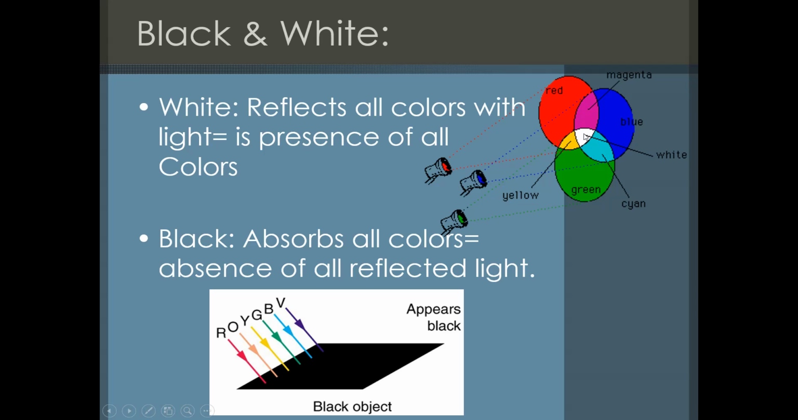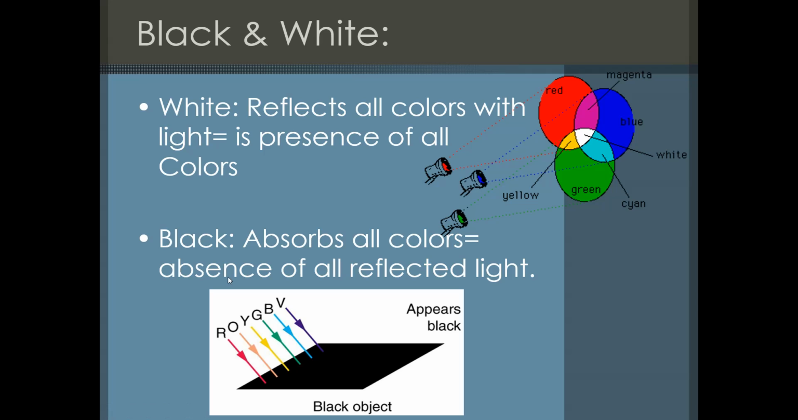It's crazy, all right? So we say that white is the presence of all colors because all of these colors of light come from a broken white light beam originally. Black, we say, is the absence of all colors.